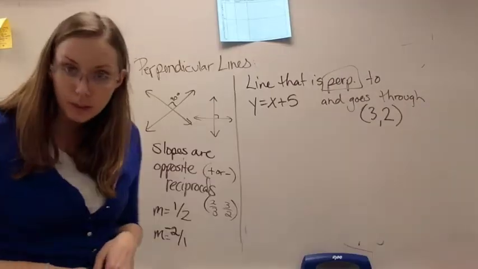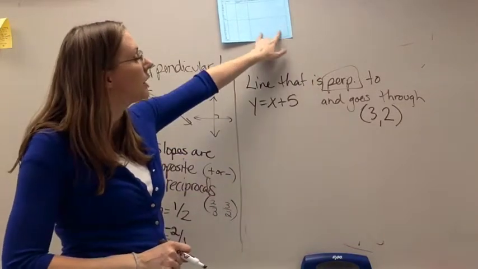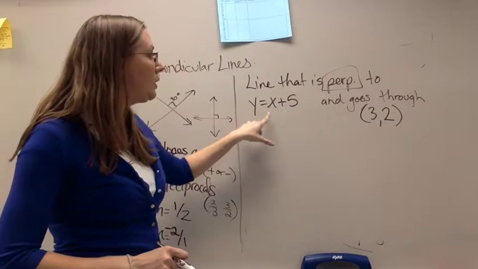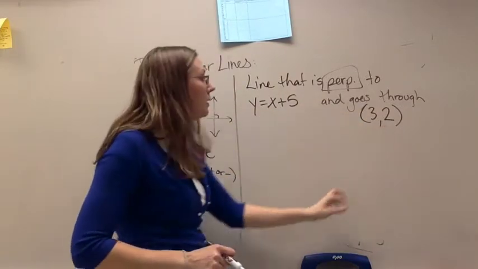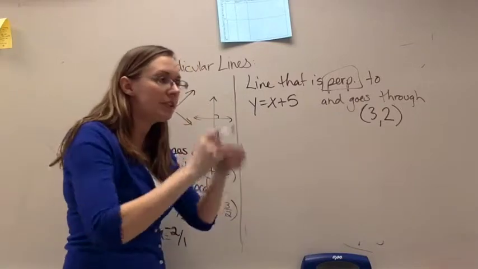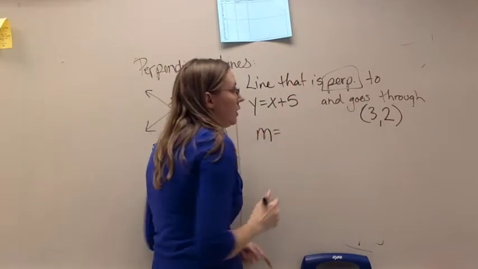All right, last problem. Again, directions, line that is perpendicular, so we're still working in this section, to y equals x plus 5, and goes through the point 3, 2, okay? So, always thinking, find my m, find my b. Find my m is first.